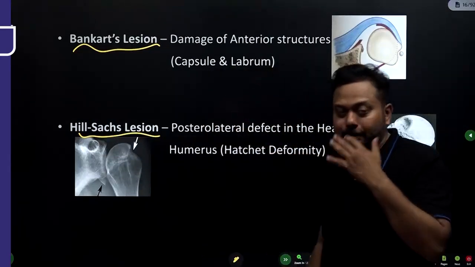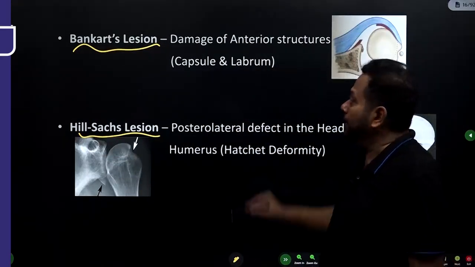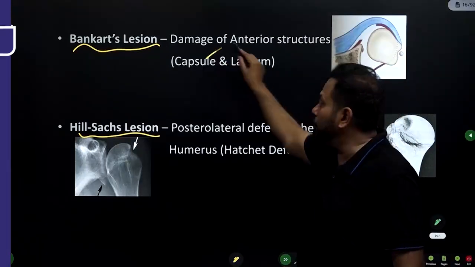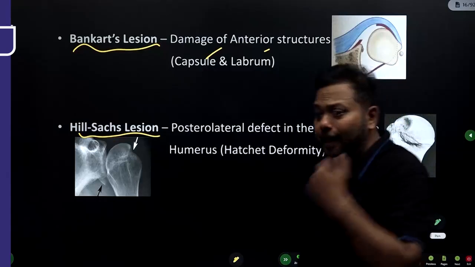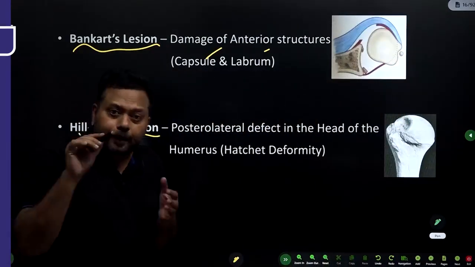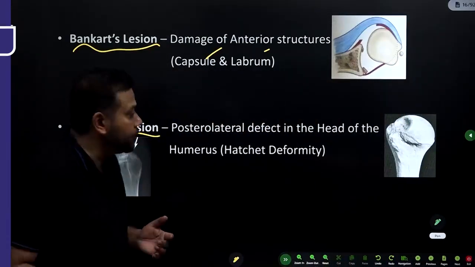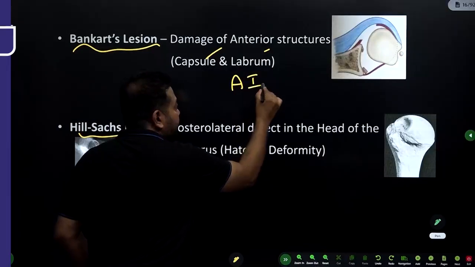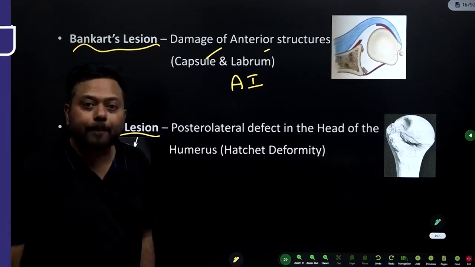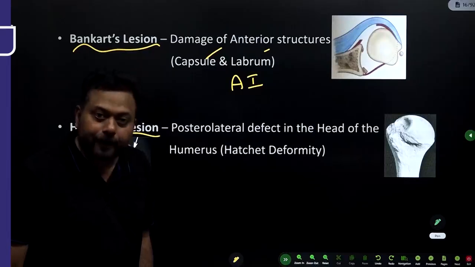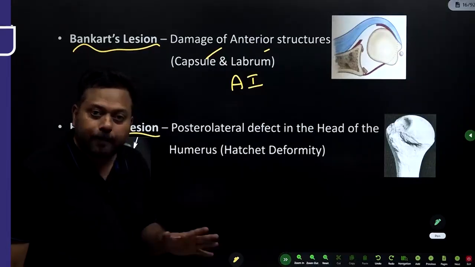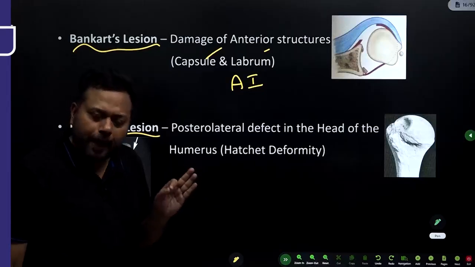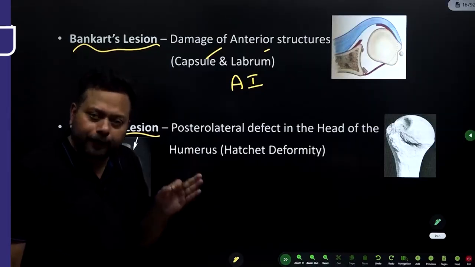So what is Bankhart's lesion? Bankhart's lesion is damage to the anterior structures, that is your capsule and the labrum. Where does it happen? Anterior alone is not enough for the entrance exam. It happens antero-inferiorly, in the capsule and the labrum. Bankhart's lesion is a pure soft tissue disruption which happens antero-inferiorly.